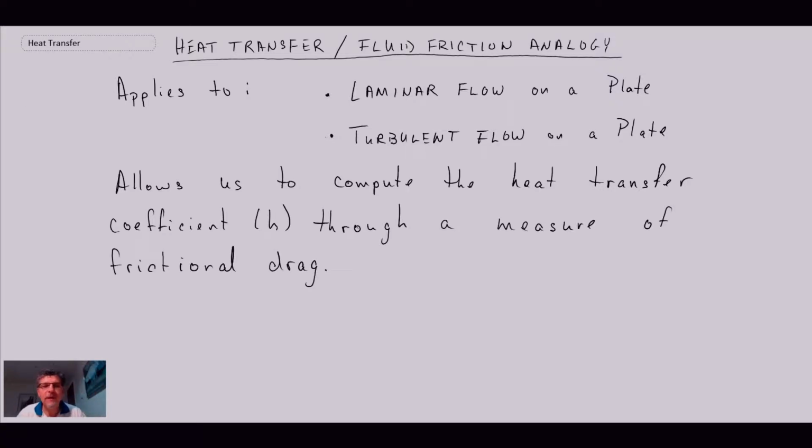Okay, and so what this analogy is going to enable us to do is take friction measurements on flat plate flows, so frictional drag, and relate it directly to the convective heat transfer coefficient h, which is what we're after here. So let's begin by taking a look at wall friction or shear stress along a flat plate boundary layer flow.